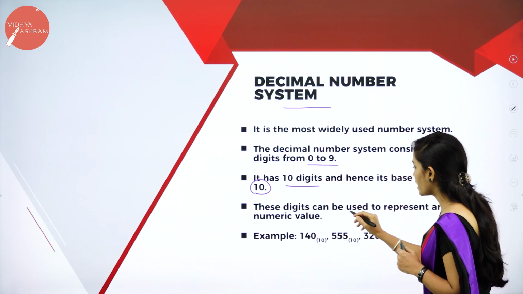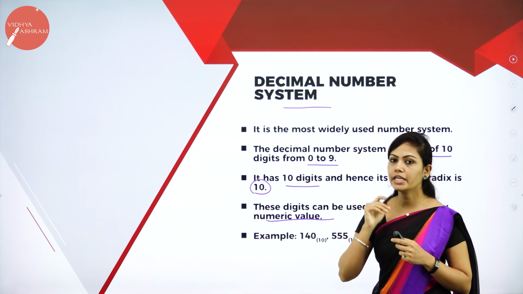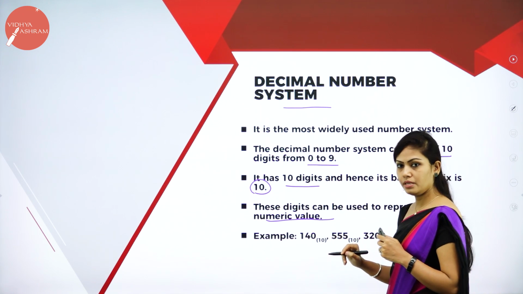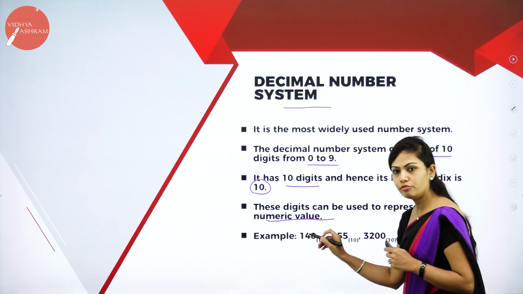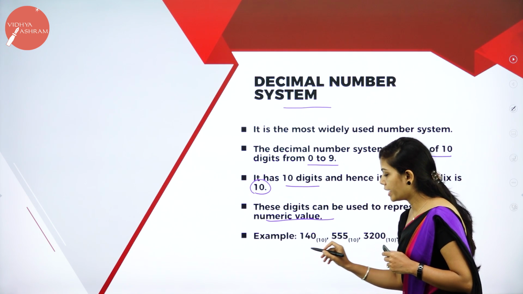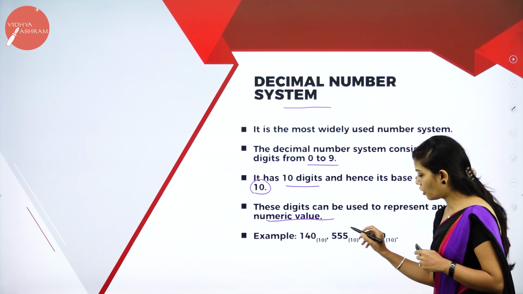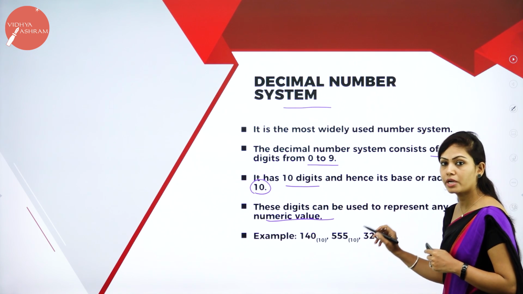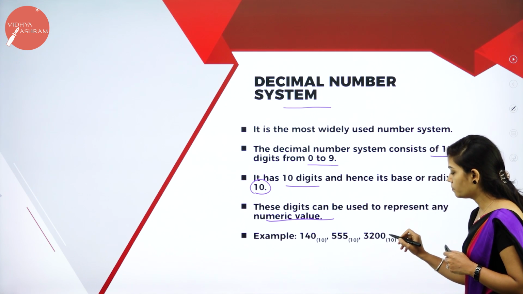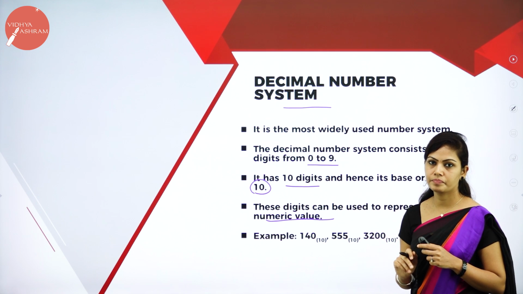These digits can be used to represent any numeric value. We can consider any numeric value, but we have to mention the base value. Example, I will take 140 to the base 10. Now I can call it a decimal number system. And 555, I can call this a decimal number system. Why? Because base value is 10. And 3200 with base value 10 we can call a decimal number system.